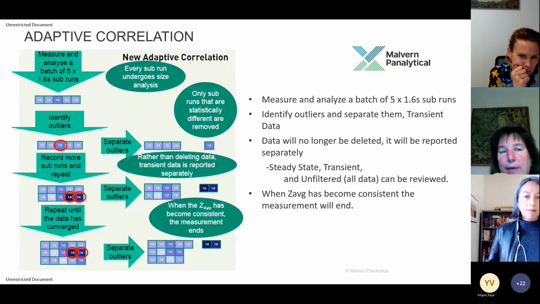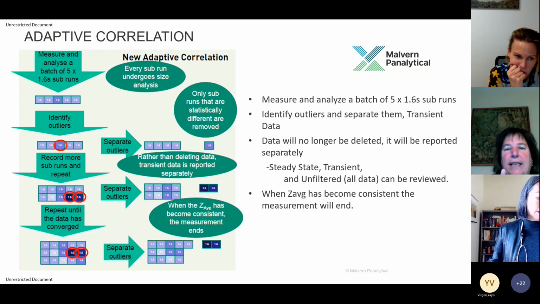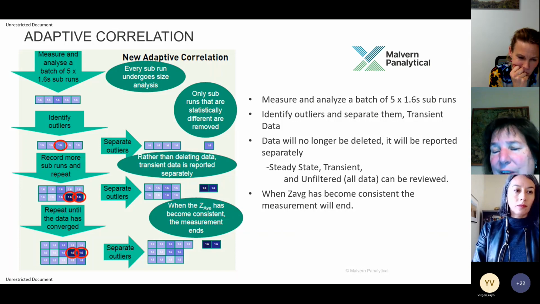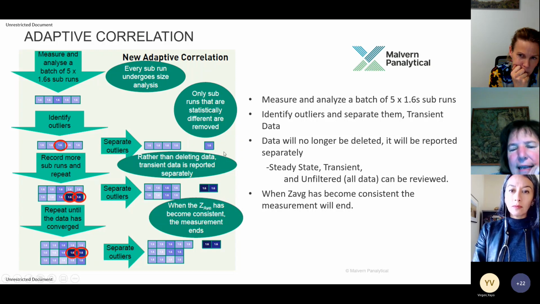And I've also already said that the instrument is correlating your data differently than the Zeta Nano did. They're now very short subruns, 1.6 seconds. Actually, making a size measurement is twice as fast as in the Zeta Nano. We do these 5 1.6 second subruns. And then again, based on the machine learning, outliers are identified and they're set aside.